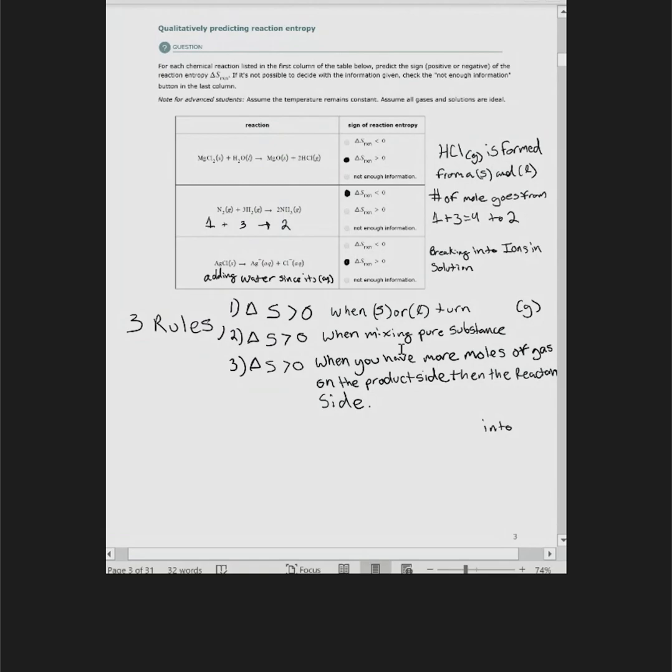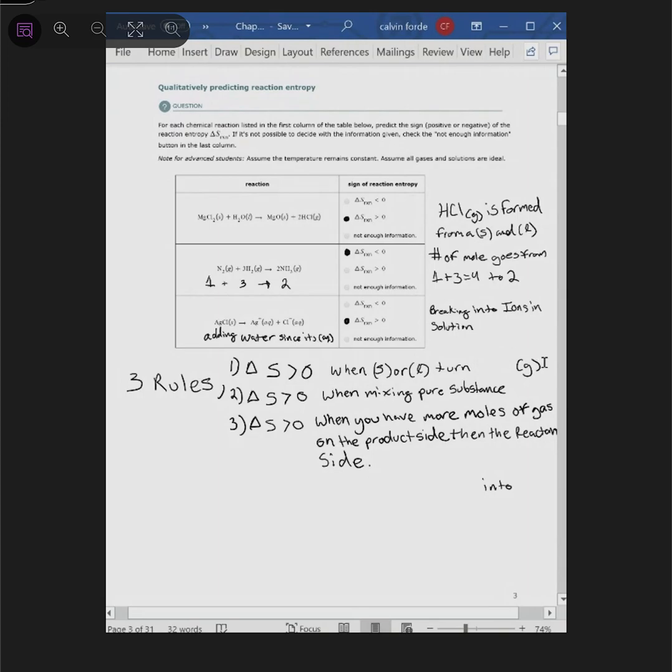Predicting reaction entropy. So first thing I would do is look at these 3 rules for these type of equations. Delta S increases when a solid or a liquid turns into a gas. Right? So if your reactants are a solid and a liquid, and then on your product side you have a gas, then you know your entropy is increasing. Obviously, vice versa, if you go from a gas to a solid, then your entropy is going to be decreasing, right? So this is showing the increasing side, but if you reverse it, it'll be the decreasing side.